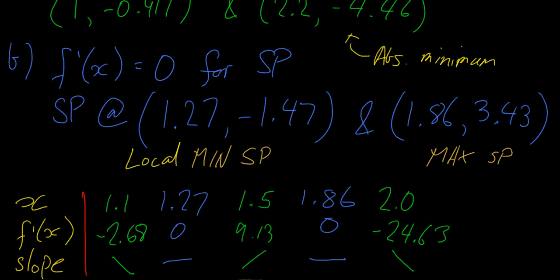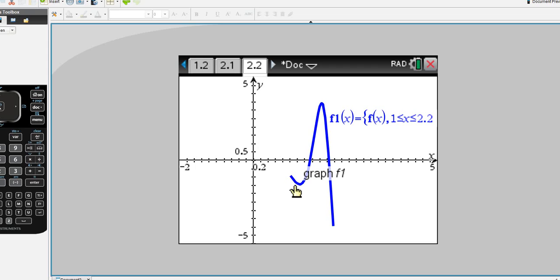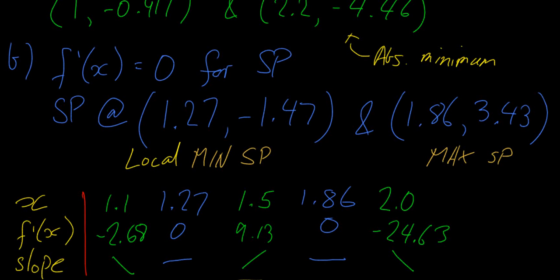For the maximum over here, you can see on your graph that this is quite clearly the highest point on your graph. So this one over here is an absolute maximum stationary point.